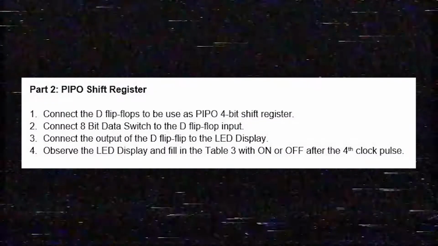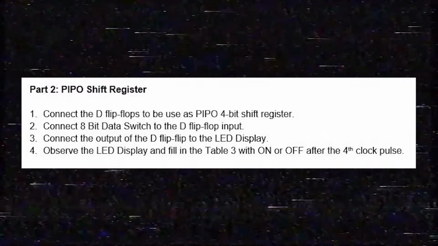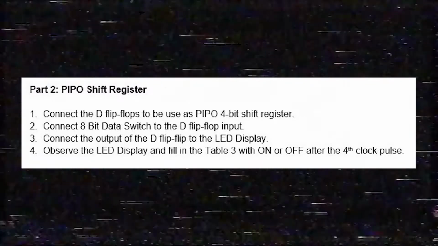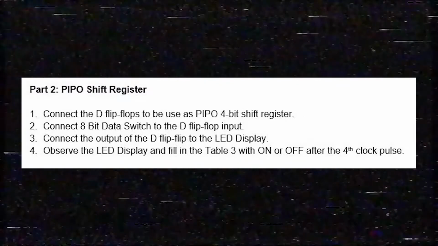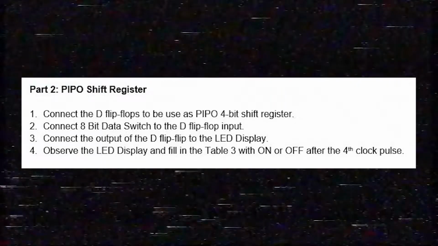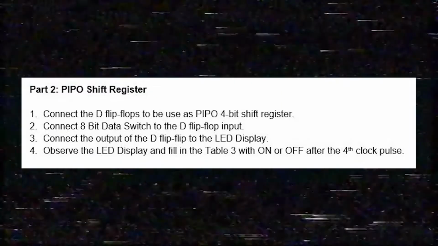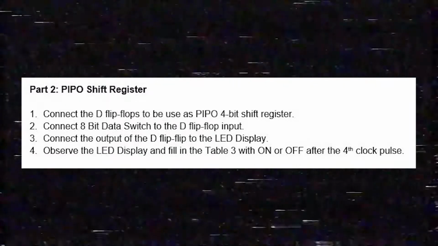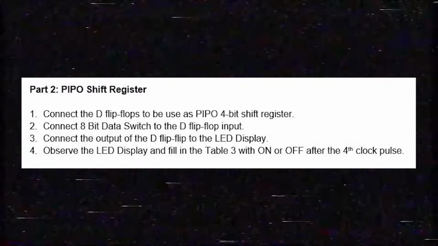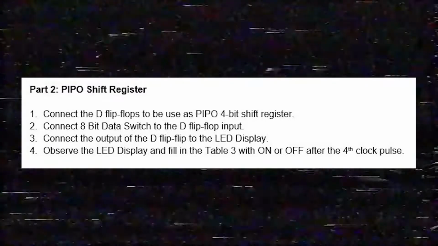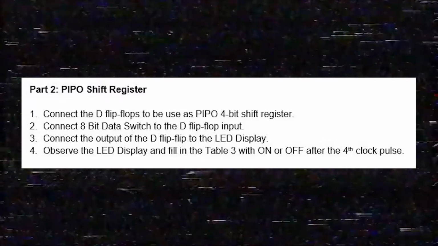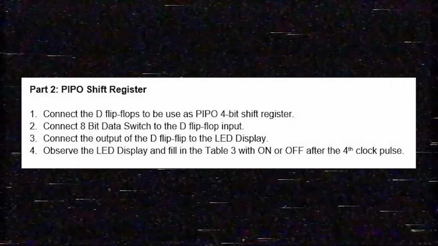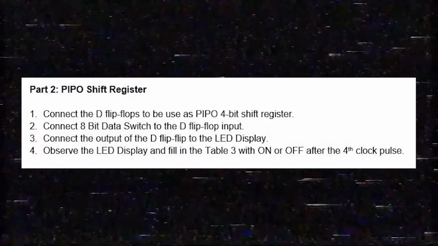Hi, Assalamualaikum. I'm Muhammad Syafiq. I will explain part 2, the PIPO shift register. As we know, PIPO stands for parallel in, parallel out. So in part 2, we need to connect the D flip-flops to be used as a 4-bit PIPO shift register, connect the 8-bit data switch to the D flip-flop inputs, and connect the outputs of the D flip-flops to the LED display. Then observe the LED display and fill in the table with on or off after the clock pulse, where we use 0000 until 1111.